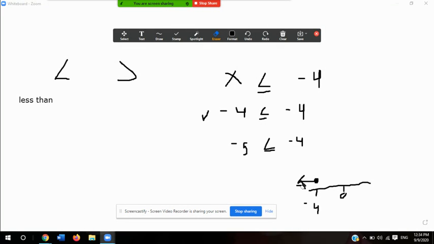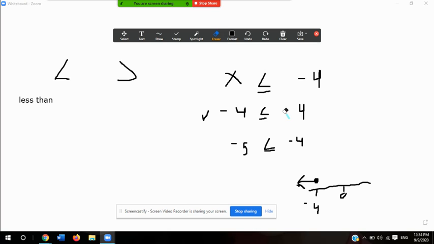The one direction is to the left. So now what would happen? And the same thing would also be true if I had greater than or equal to.